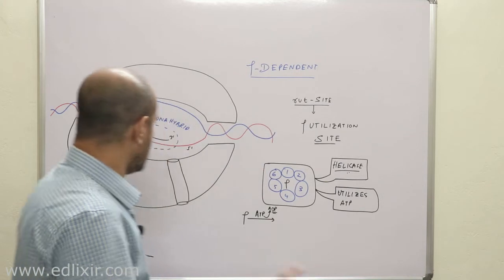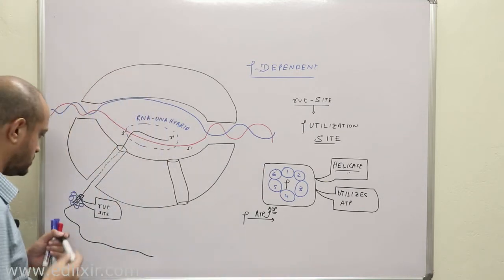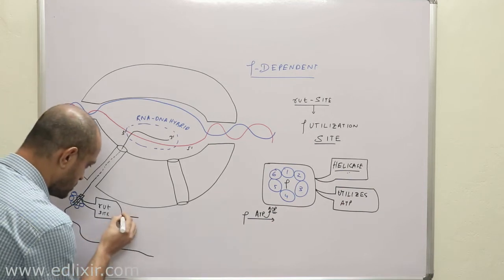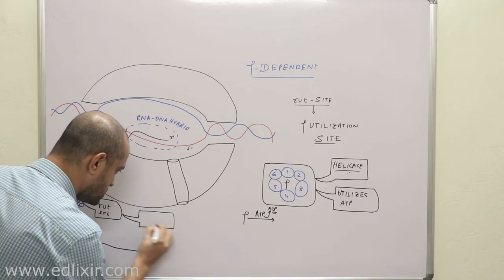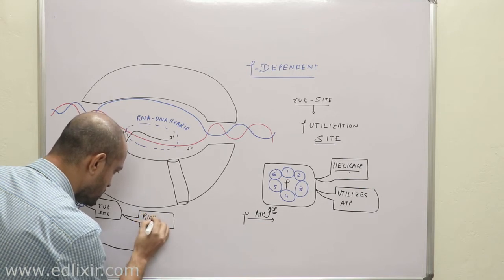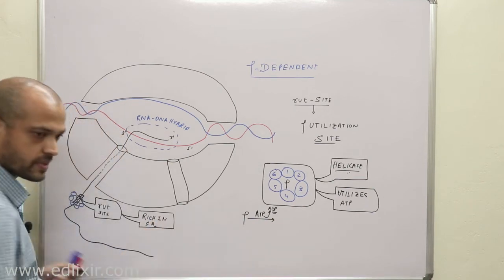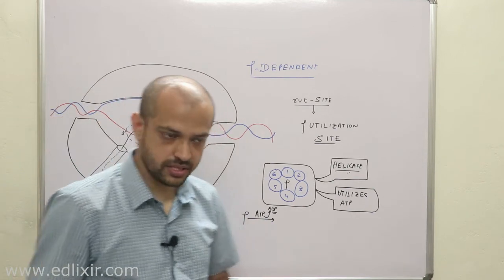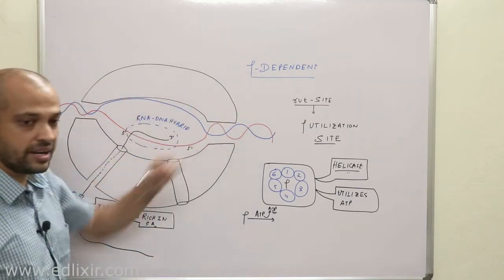Okay, now listen with all your attention. What about this Rut site? Now this Rut site is rich in CA, that is cytosine and adenine, clear? Okay, so this is the rho dependent mechanism.